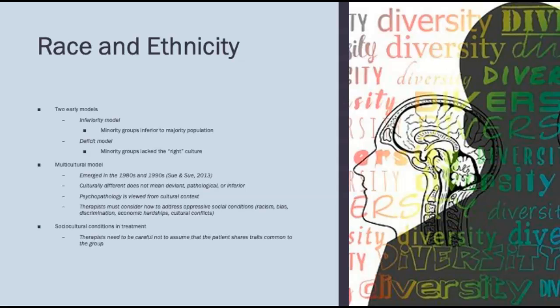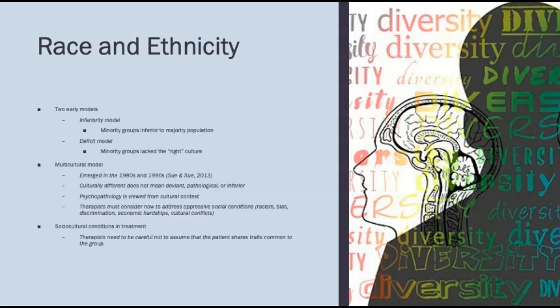Race and ethnicity. So our text talks about two early models, the inferiority model and the deficit model. I think it's really important to take note about these models because it influences how we see diversity in a historical context. So the inferiority model was that minority groups are inferior to the majority population, and the deficit model was that minority groups lacked the right culture. You know, there was this idea of the right culture, that the majority population fit the right culture, and the minority groups lacked the right culture.